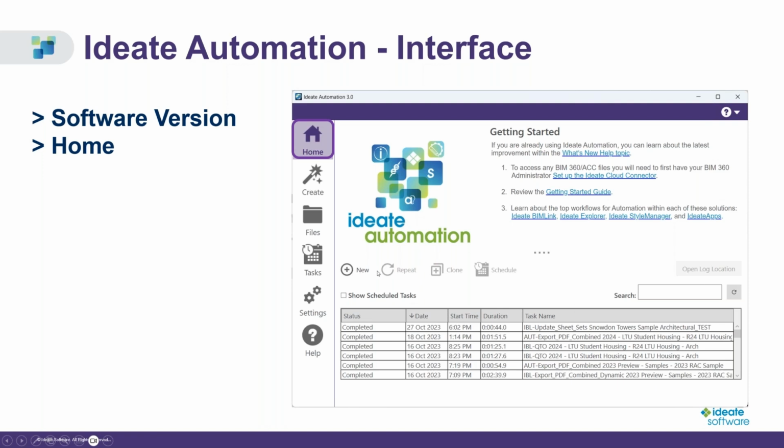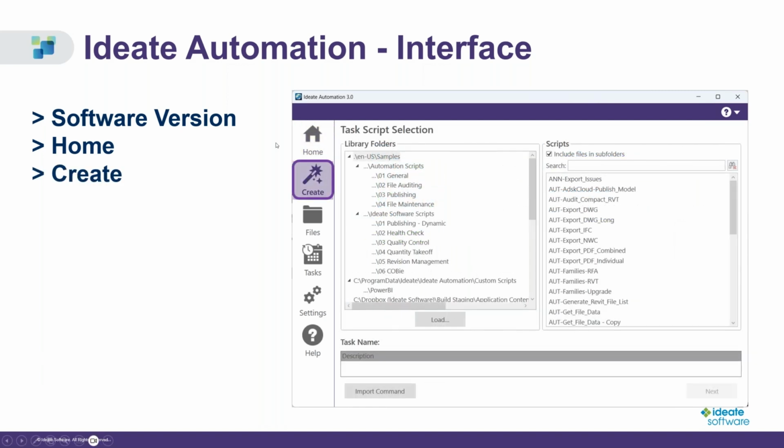And also it has new task or repeat task, clone, schedule, and it also has the history in which you ran these tasks. For each task, you can select it and go to open log location if you need to access your logs. Then the create tab, much like BIMlink, which has defined link definitions, this is basically the scripts that we ship. This list is going to keep growing, and you can always have your custom scripts, which you can start with some of our starting points that we ship and then customize based on your need.